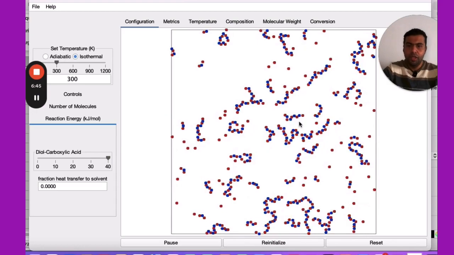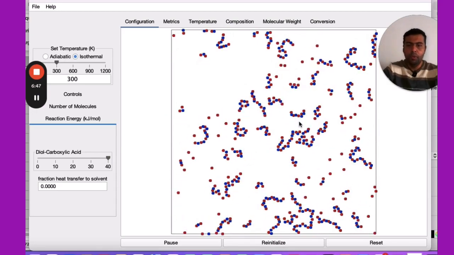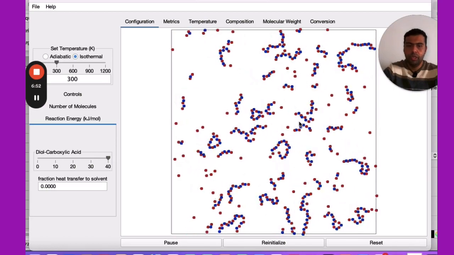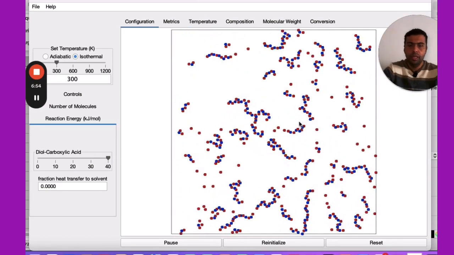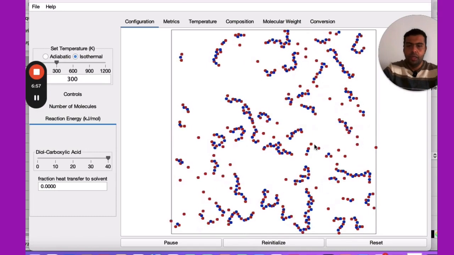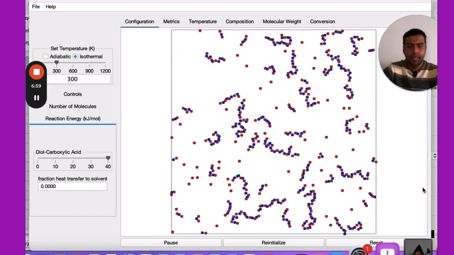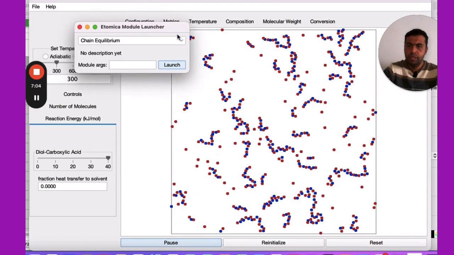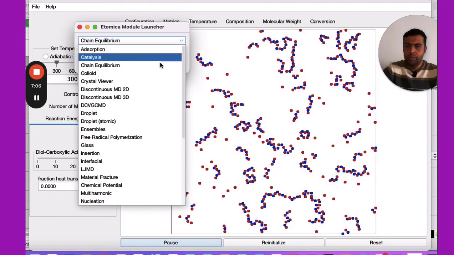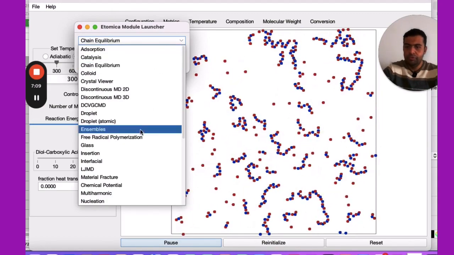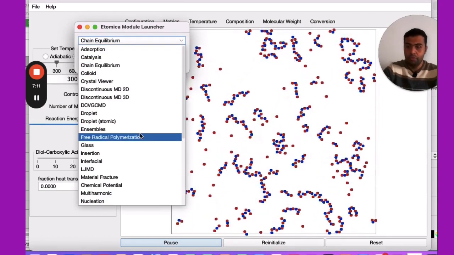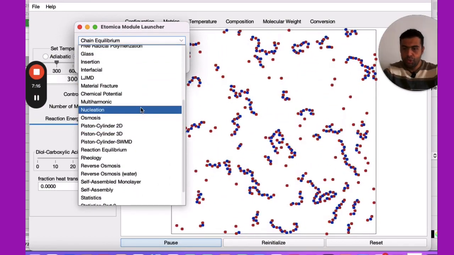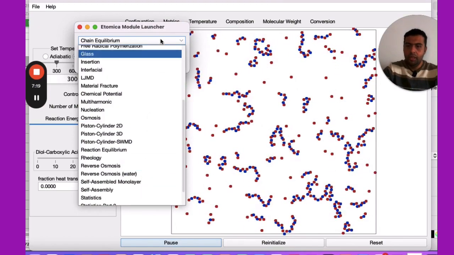I think in the next videos we will talk more about the options and the software, and we will talk more about gelation. It also has other modules for some other things. Let me show you. It has some on adsorption, a module on catalysis, a module for free radical polymerization, which I think we should talk about, and also chemical potential, nucleation, osmosis, and many other things. It can do the simulation for them.